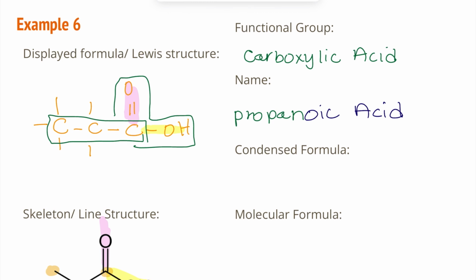Writing our condensed formula, I'm going to just start from the left and work my way through, putting that functional group last, which is what we normally do. CH3, CH2, and then we do C, and I'm going to do the O and then the OH with that. So usually we do see that COOH, that double bonded oxygen goes first, and then the oxygen hydrogen group. We would not ever group these two in our condensed formula.